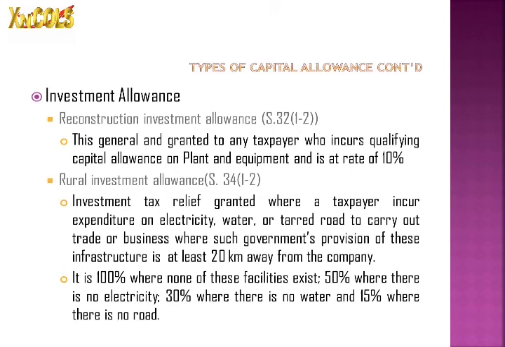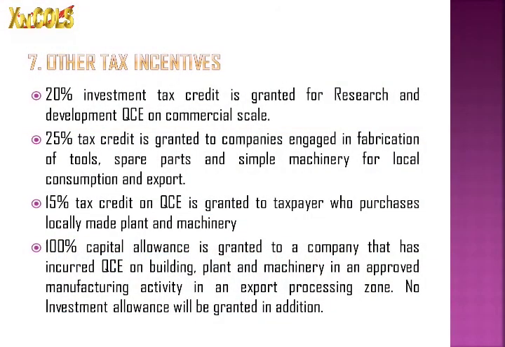20% investment credit is granted for research and development, qualifying capital expenditure on commercial scale. Then 25% tax credit is granted to companies engaged in fabrication of tools, spare parts, and simple machinery for local consumption and export. This is to encourage technology. Then 15% tax credit on qualifying capital expenditure is granted to taxpayers who purchase locally made plant and machinery. Of course, it's clear the reason why this is done is to encourage local manufacture of plant and machinery and our technology.